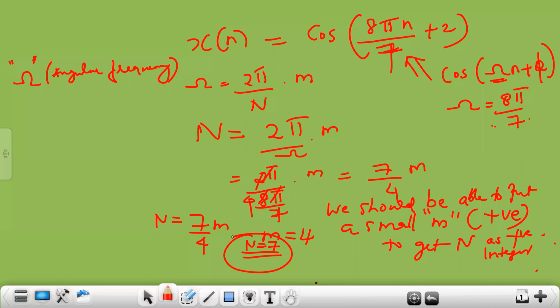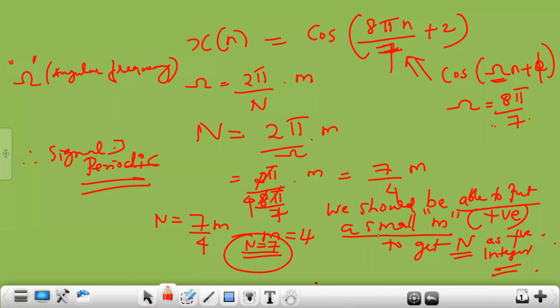Somebody has told me to put m equal to multiples of 4. Yes. So you put m equal to 4 so that the 4 will get cancelled and N is equal to 7. So now the fundamental time period is 7. Since you are able to put an integer m and get an integer for N, the signal is periodic. You should be able to put a very small positive value for m so that the resultant N is also positive.